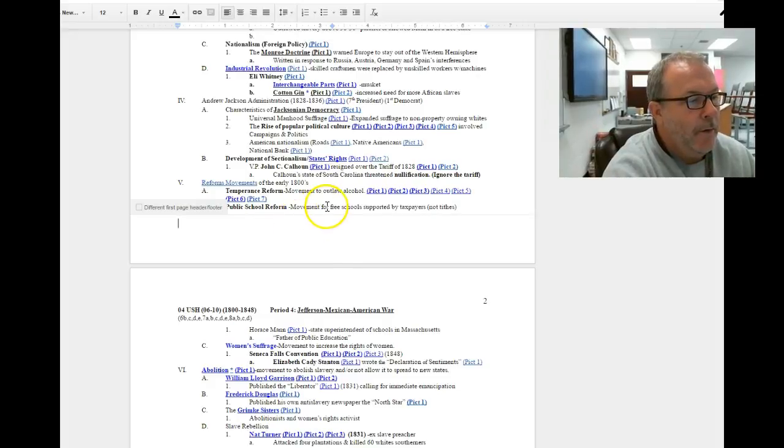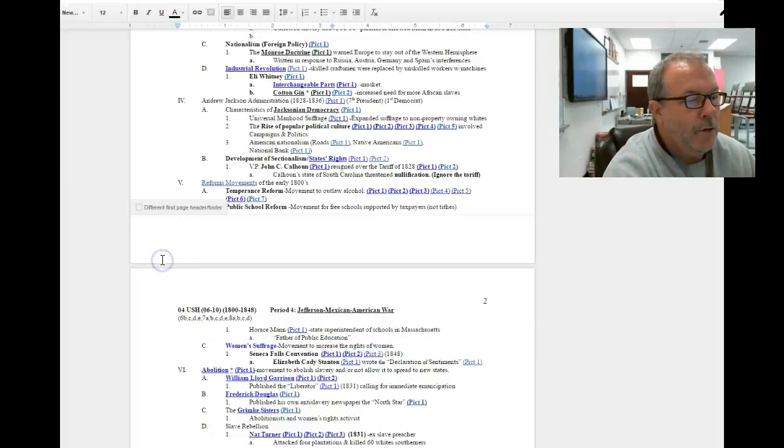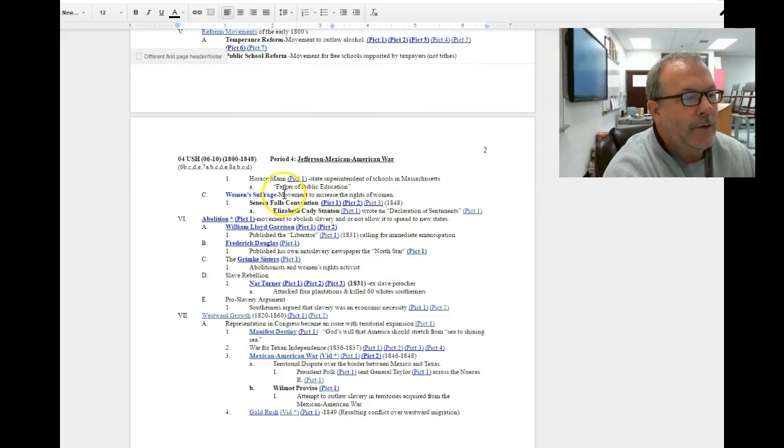Another reform that occurred during this time period was led by the superintendent of schools in Massachusetts, and his name was Horace Mann. He's pictured here. Horace Mann wanted to change the way schools were funded and is successful in the state of Massachusetts in getting taxpayers to foot the bills of schools instead of churches. And I refer to this as taxpayers, not tithes. He is called the father of public education because not only did he change the way schools were funded, but he also changed the curriculums.